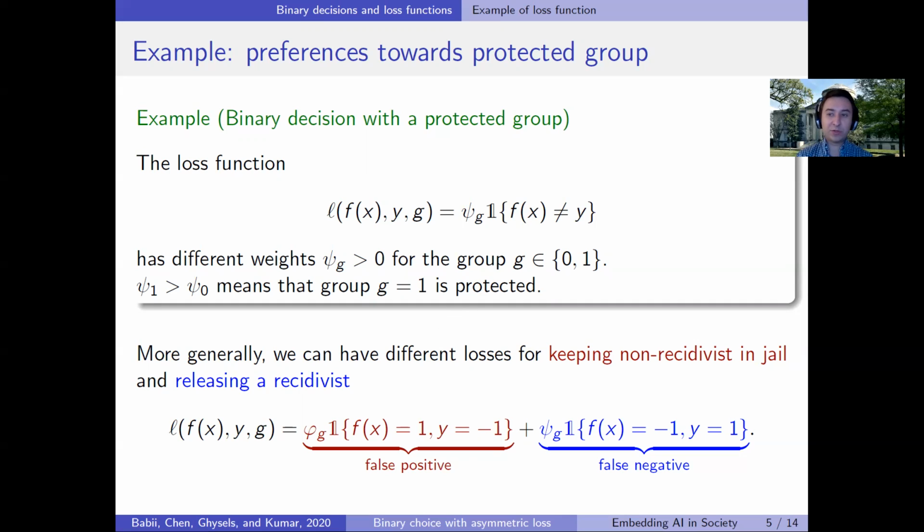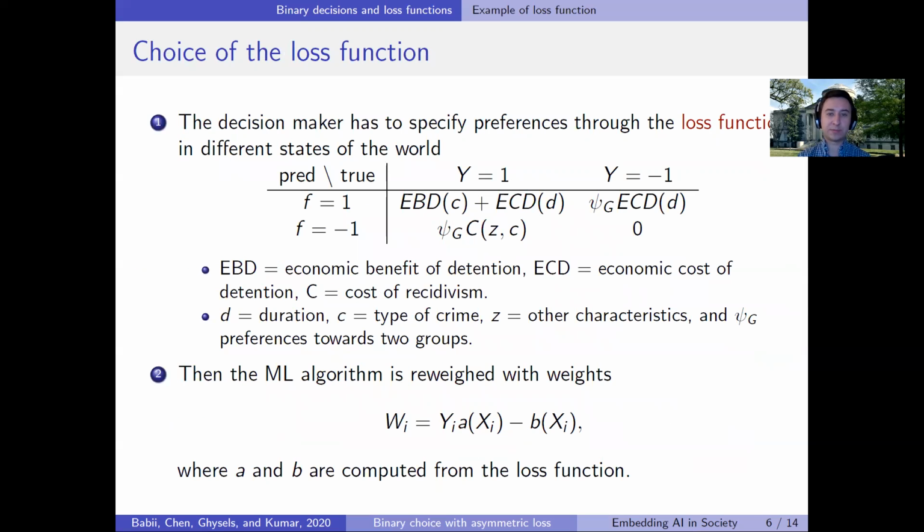So false positive and false negative mistakes have very different implications in criminal justice. For example, releasing someone who commits a crime is something very different from putting someone who is innocent and would not commit any crime in jail. And these false positive and false negative mistakes can also be different for different groups of individuals if you want to reduce the different treatment of the two groups of individuals.